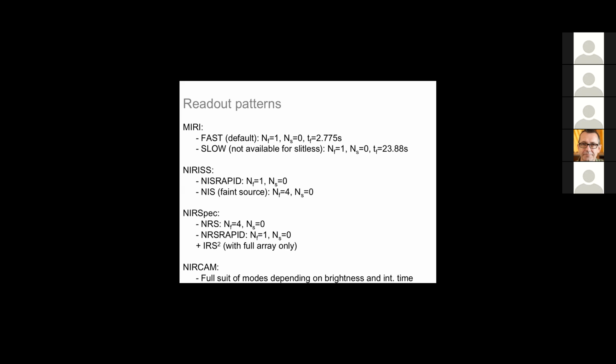NIRSpec, there are two modes which are very similar to the NIRISS one, so the NRS and the NRS Rapid. And there is also an improved resolution, sensitivity and sampling, the IRS squared, which is designed for improved sensitivity on faint targets for very long exposure, but it's available only on the full array configuration.